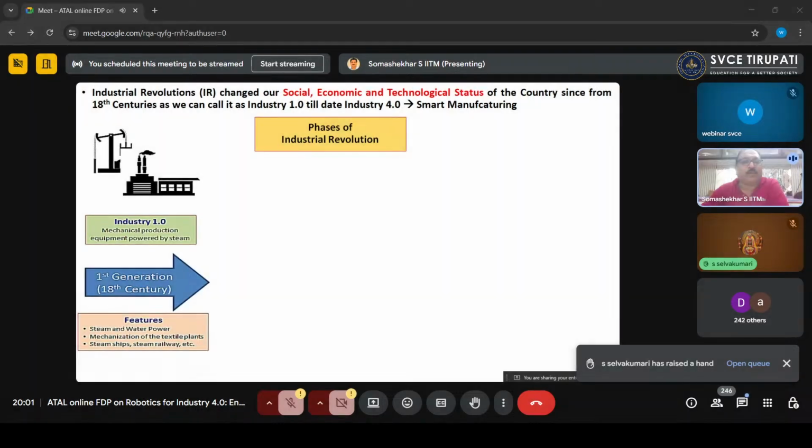There is a large number of changes taking place in the factory layout. If you see the 18th century, all the components were mechanical production equipment powered by steam. All are powered through the steam. And the next level, Industry 2.0, the mass production assemblies requiring labor and electricity.